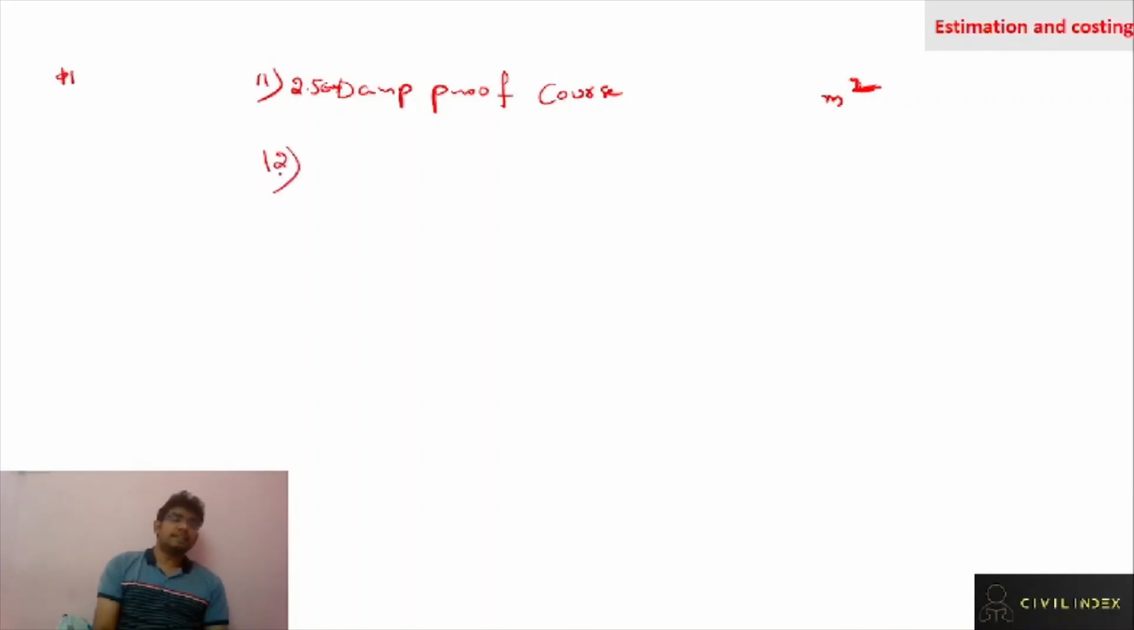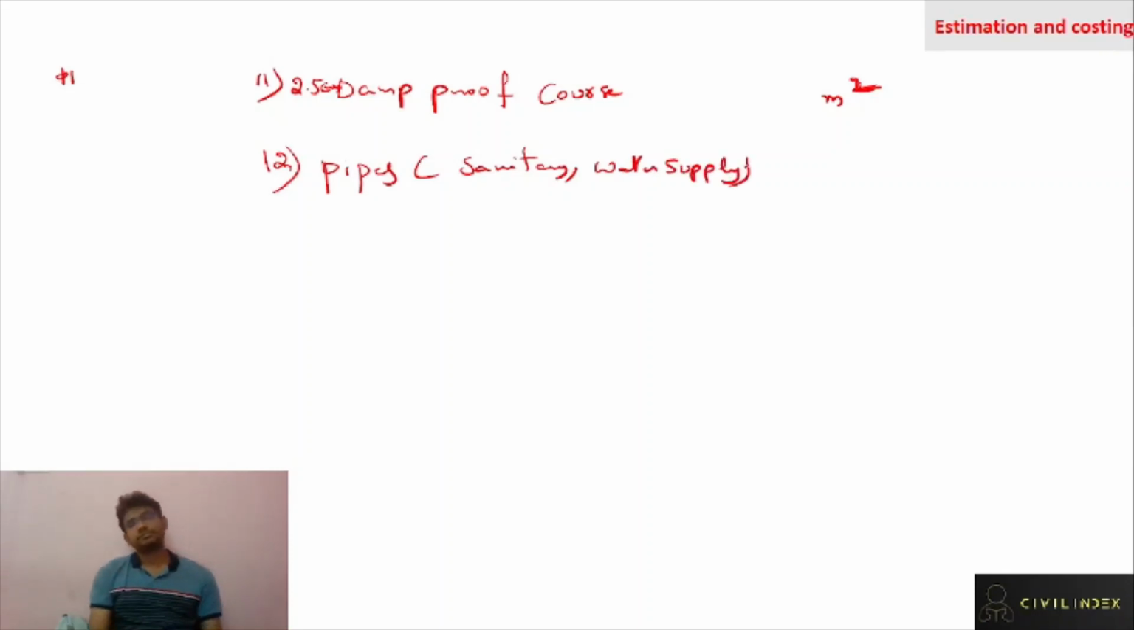Then the next thing is, within the ground itself we have to place the pipes, maybe for water supply or for sanitary purposes. So what is the unit of measurement for pipes? Running meters. Okay, that's the one. Then see this, guys. Pipes are over now.